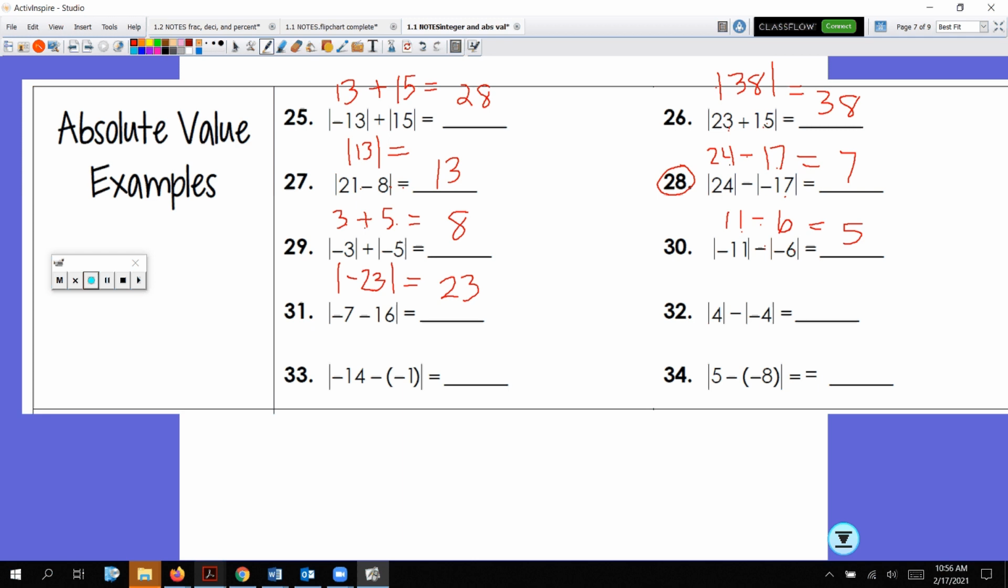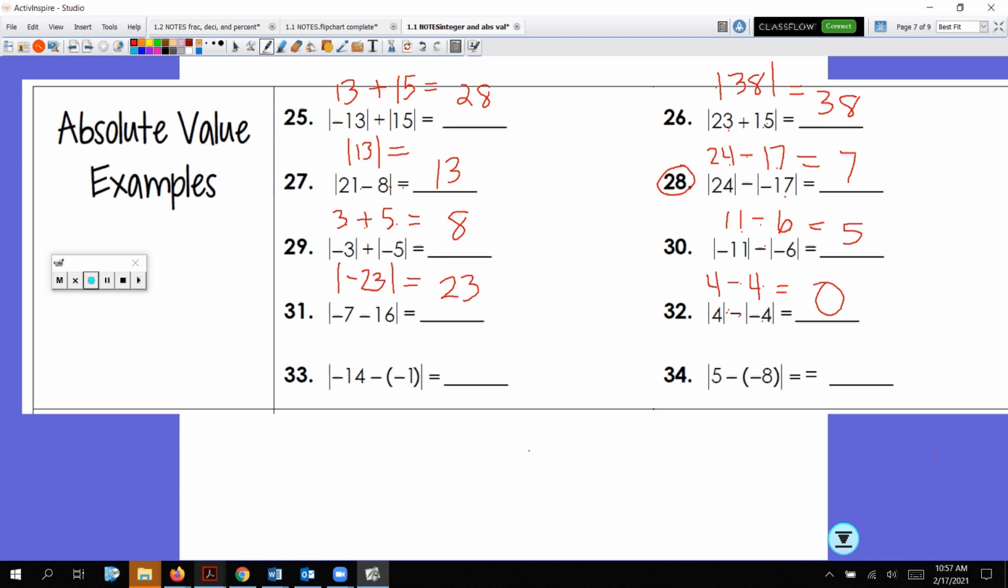So for the next one, again, you've got to take your time, right? First, if it's just an integer in the absolute value bar with no operations, we can just pull it right out. The absolute value of positive 4 is 4. That minus sign's not inside the bar, so it's going to stay there. The absolute value of negative 4 is positive 4. So now I have 4 minus 4. Well, that's 0.